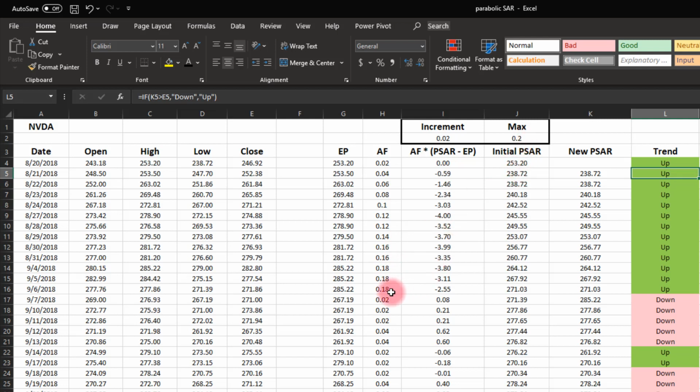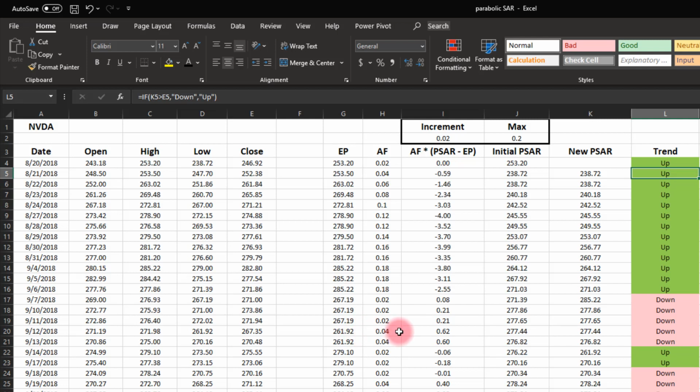Why not? Because we flipped. Look over here. We went from up to down. And so the formula says you have to go from whatever number you were on, and you have to start back at your initial increment at 0.02. So we go 0.02. Now notice over here, why didn't we increase? Because we didn't get a new extreme point. We hit 267.19 and then 267.19, so that stays the same. Same thing here, 267.19. We stay at 0.02. Then we go to 261.92. It's a new number, so we go to 0.04.